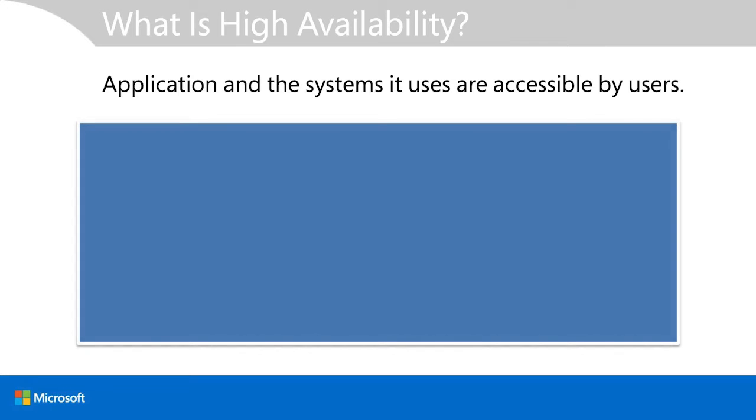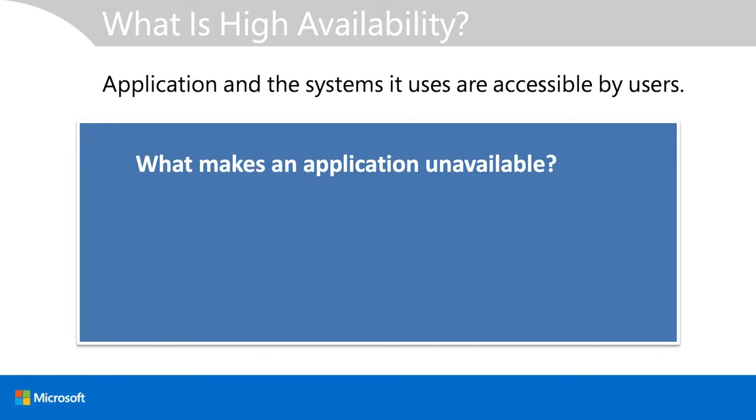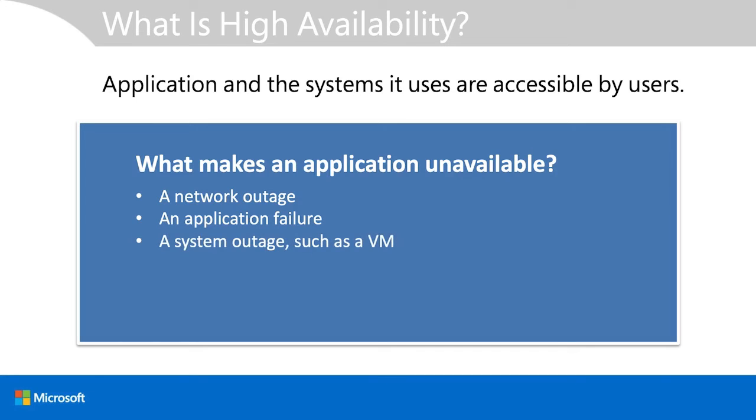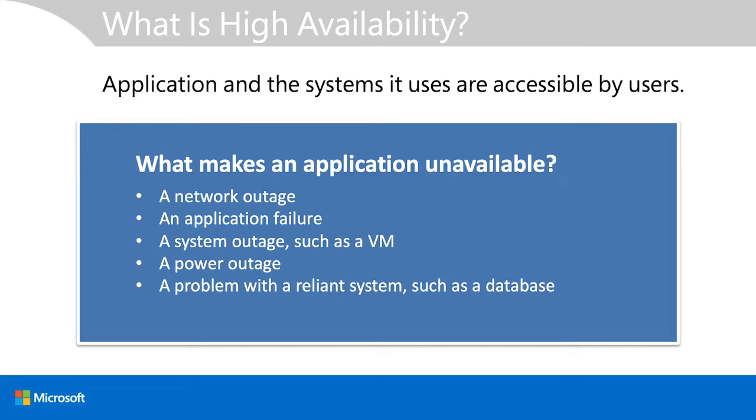Well, it's a pretty long list actually, but some of the more common causes for availability issues are a network outage, an application failure caused by code defects or maybe configuration issues with the application, a system outage, like maybe an outage of a virtual machine that's hosting an application, a power outage, obviously, can cause availability problems, and a problem with one or more reliant systems, such as a database that an application uses.